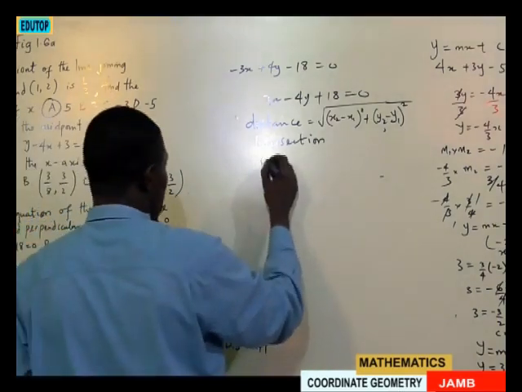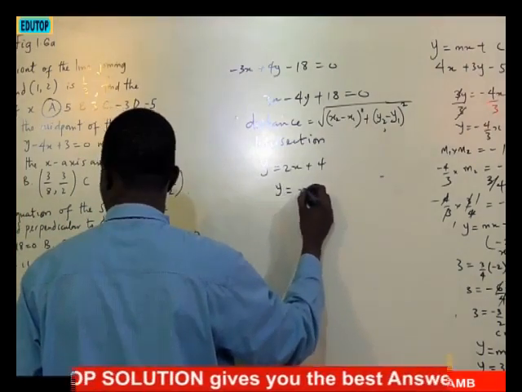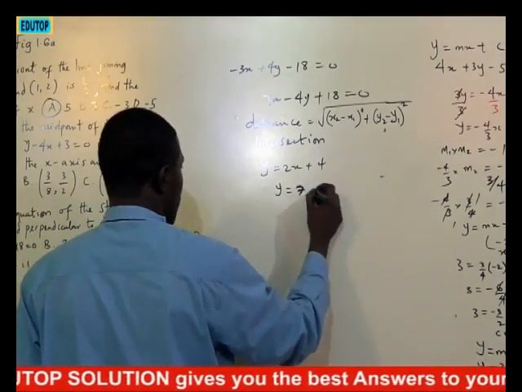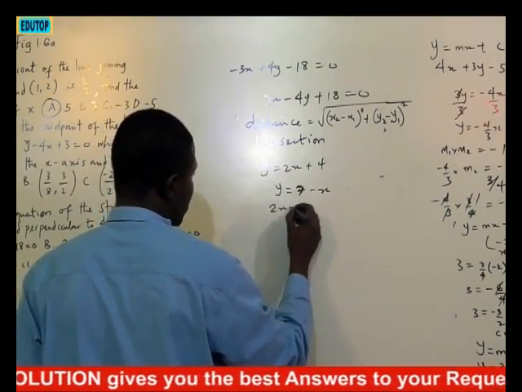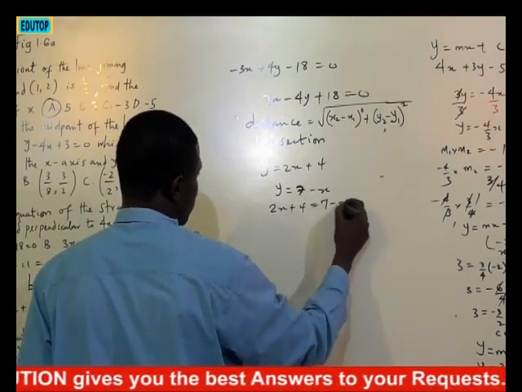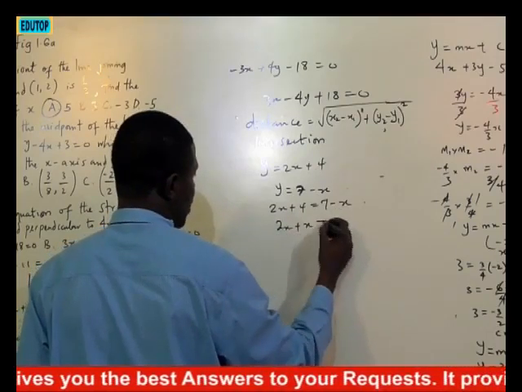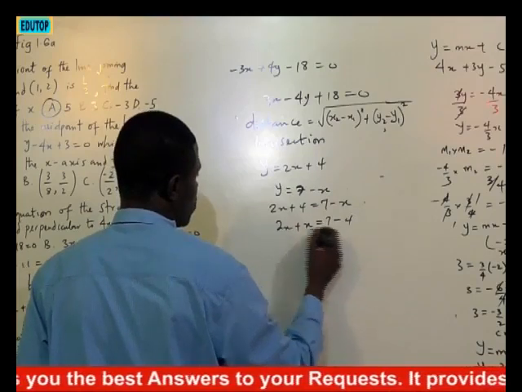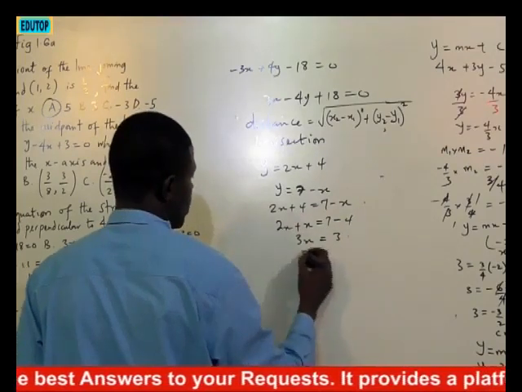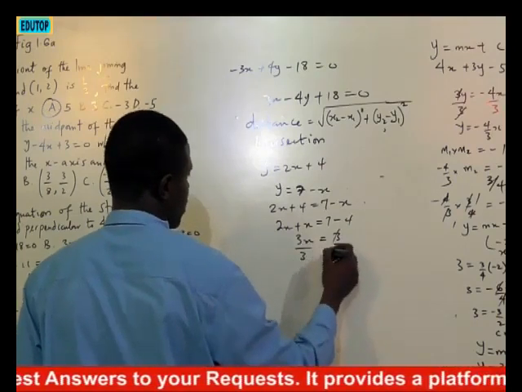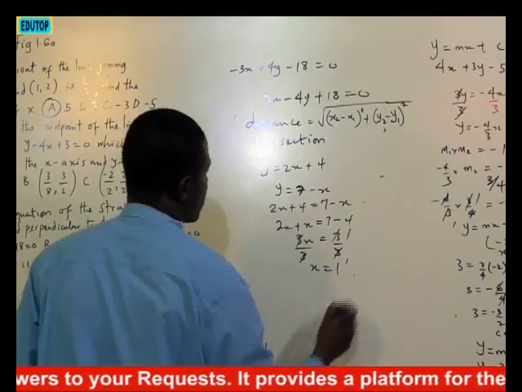This one you have y equals 2x plus 4. Then I also have y equals 7 minus x. So since y equals this and y equals this, I can equate them. 2x plus 4 equals 7 minus x. So let me collect like terms: I have 2x plus x, and 7 minus 4. So this is 3x equals what? 3. Then divide both sides by 3. So I have my x equals 1.